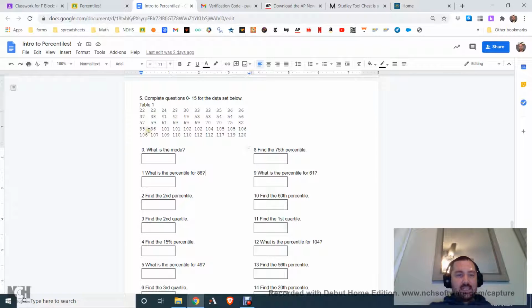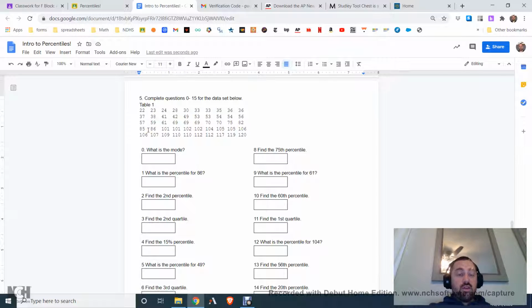Well, if we find 86 in our table, we can then count the number of values below it. So we see that there's 10, 20, 30, 31. So 86 is larger than 31 of the values. And because there's 50 values in the data set, each value is 2% of the data set, right? One value is 2%, two values is 4%, three values is 6%, all the way up to 50 values, which is 100%. And that's what percent means, right? It means the share out of 100.